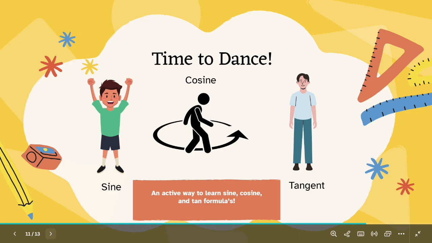And honestly, it's nice to get up and move around, and by the end of this activity, you'll think sine, and then you're going to think of jumping, and then you're going to remember what that ratio was. Obviously, I don't expect anyone to get up and start dancing around the room, but I hope that you can imagine how this would go in the classroom and how it would be helpful.